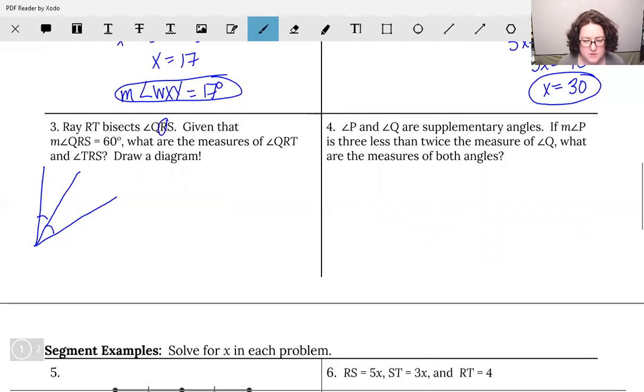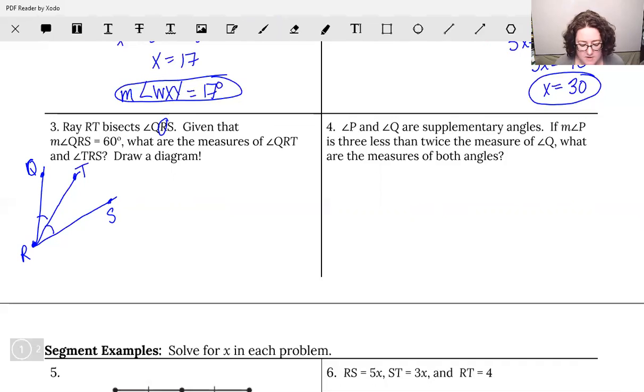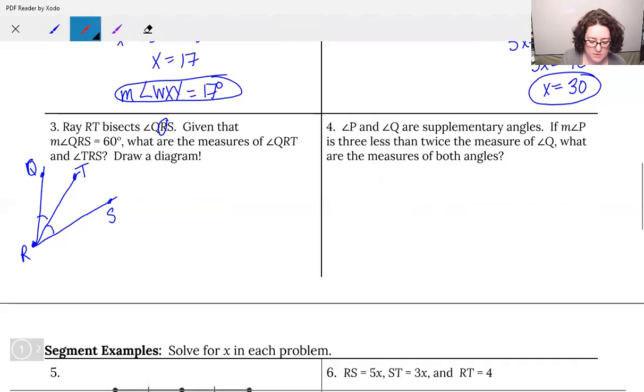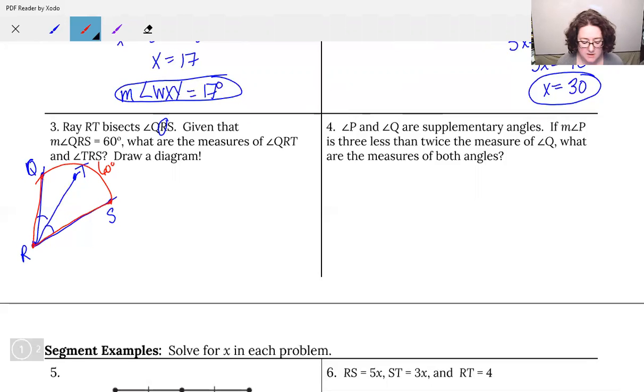Notice my R is in the middle, so if I trace through my angle, that means I'm going to have angle QRS. RT is the bisector, so R and then going out to T. Okay, given that angle QRS is 60 degrees, so that's the whole angle. The whole angle is 60 degrees. What are the measures of QRT and TRS?